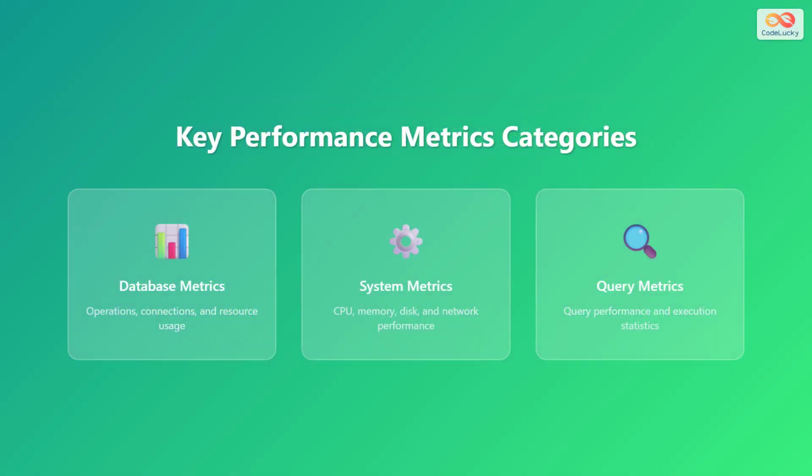To effectively monitor MongoDB, we need to focus on several key categories of performance metrics. These include database metrics, which cover operations, connections, and overall resource usage. Then there are system metrics, which focus on CPU, memory, disk, and network performance. And finally, query metrics, which help in analyzing query performance and execution statistics. Each of these categories provides a different perspective on your database's health.